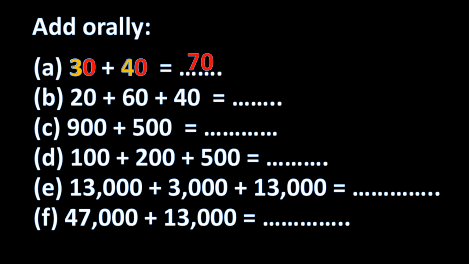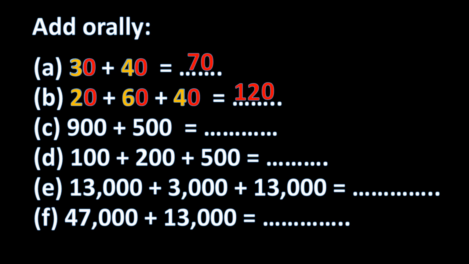Question number B. 20 plus 60 plus 40 is equal to dash. Can you tell me what we have to write in ones place? Yes, 0, because 0 plus 0 plus 0 is equal to 0. Now at the tens place, 2 plus 6 is equal to 8 and 8 plus 4 is equal to 12. So the answer is 120.